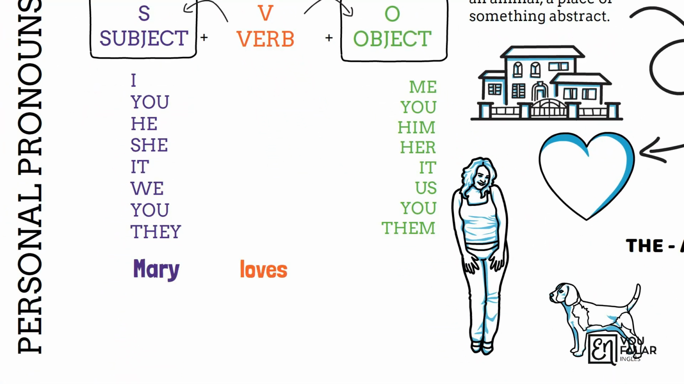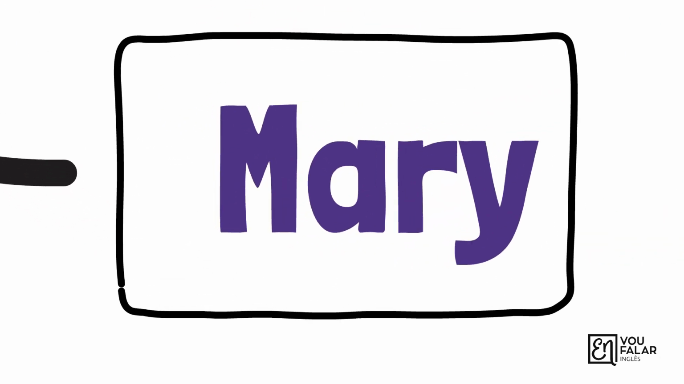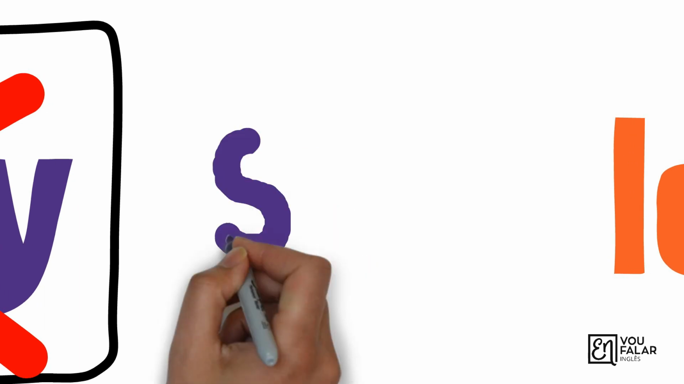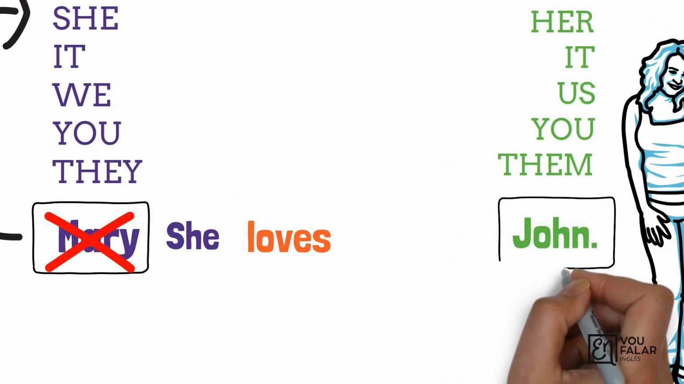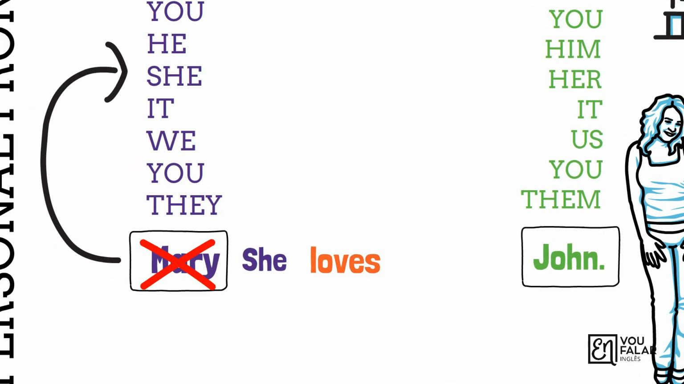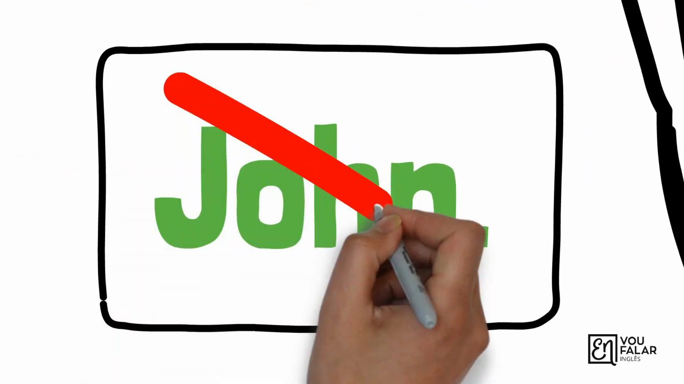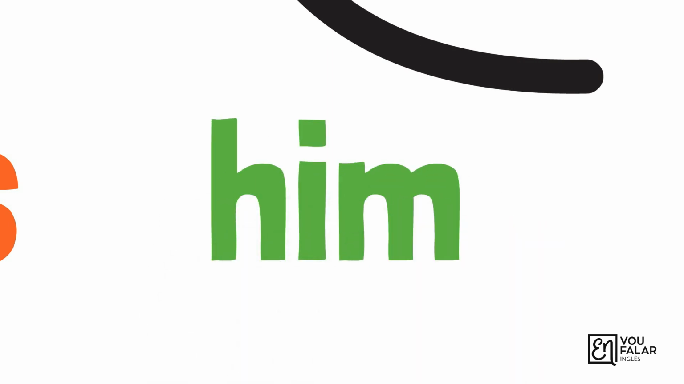Let's see some examples. Mary loves John. If I want to replace Mary by a pronoun, which pronoun will we use? Yes, we will use she. So, no more Mary, add she. She loves John. And if I want to substitute John, John comes after the verb, so John is an object. My sentence will be, Mary loves... You're right, Mary loves him.